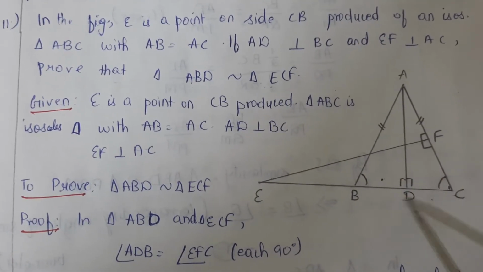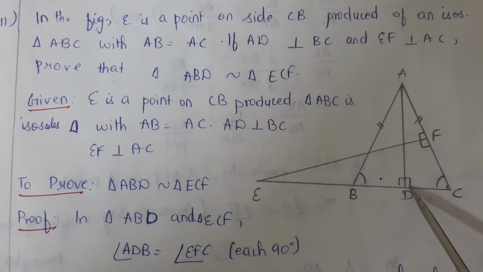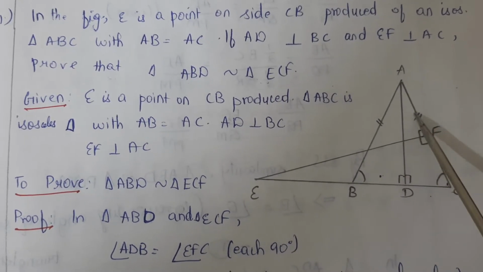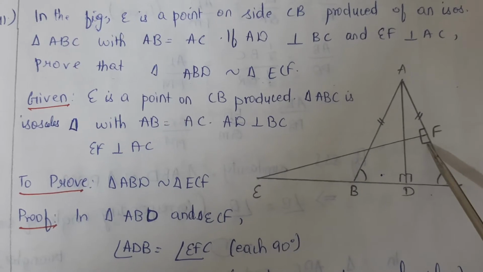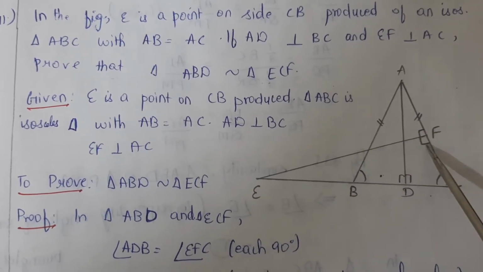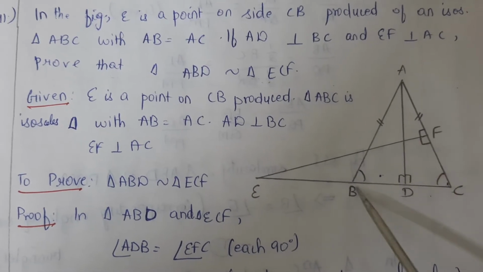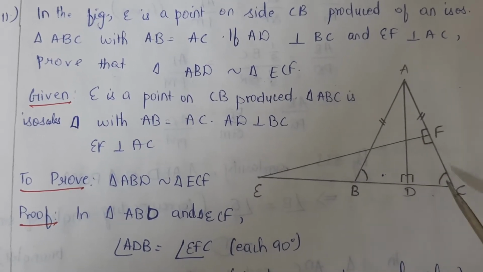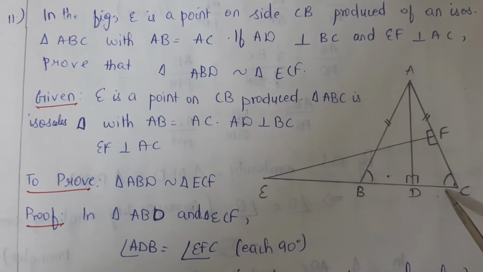AD is perpendicular to BC, it forms 90 degrees here. And EF is perpendicular to AC, it forms 90 degrees. And since this is an isosceles triangle, AB and AC are equal, so the angles opposite to equal sides are also equal, that is, B is equal to C. Angle B and angle C are equal.